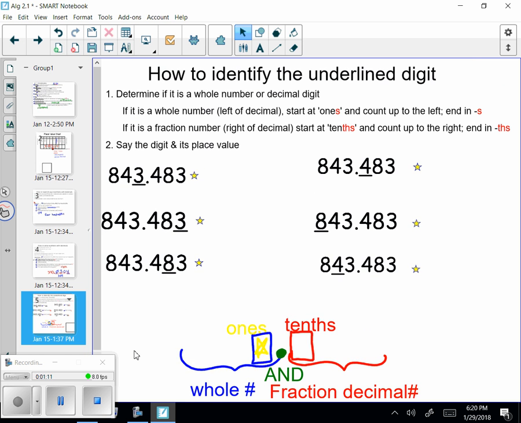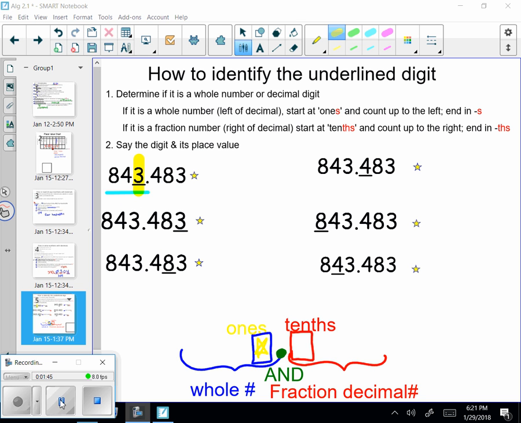Let's look at some examples. I have the number 843 and 483 thousandths. In each of these numbers, we have to identify first if it is a whole number or a decimal number underlined. In the first number, the 3 before the decimal is underlined. That means it's a whole number. So we need to start at the ones place value and count up going to the left. Ones is our underlined. So this is 3 ones.